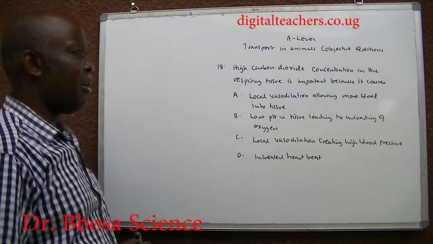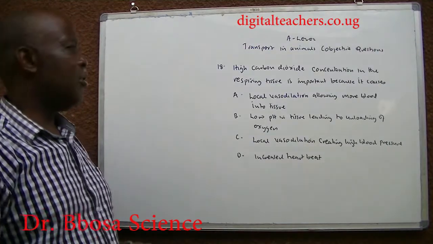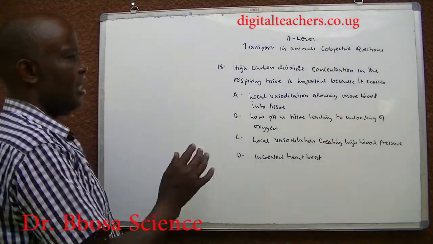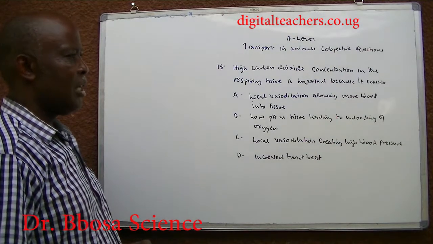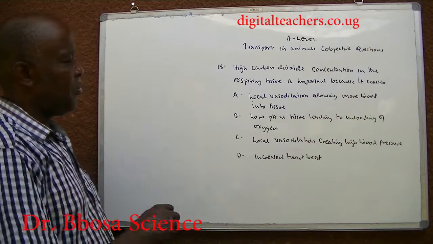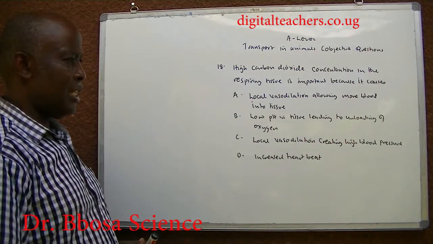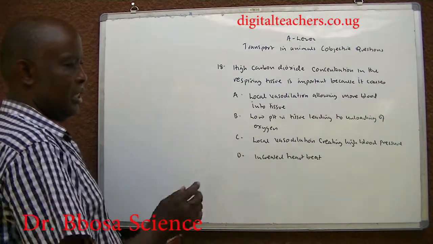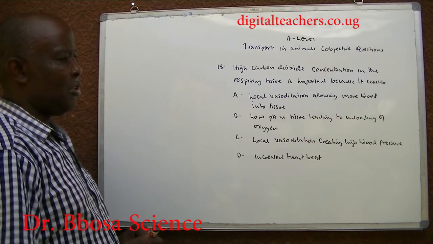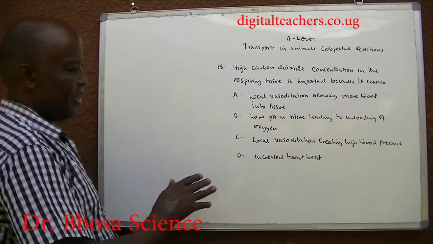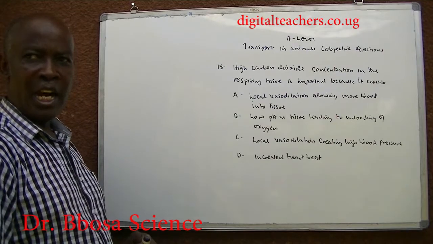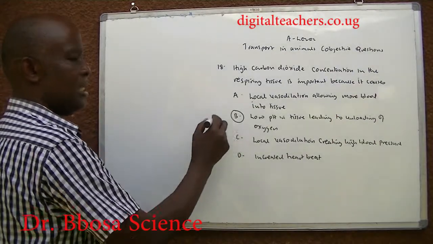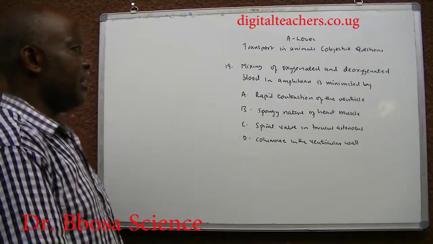Number 18. High carbon dioxide concentration in respiring tissue is important because it causes A. Local vasodilation, allowing more blood into the tissue. B. Low pH in the tissue, leading to unloading of oxygen. C. Local vasodilation, creating high blood pressure. D. Increased heartbeat. You can pause and answer. The answer is B.